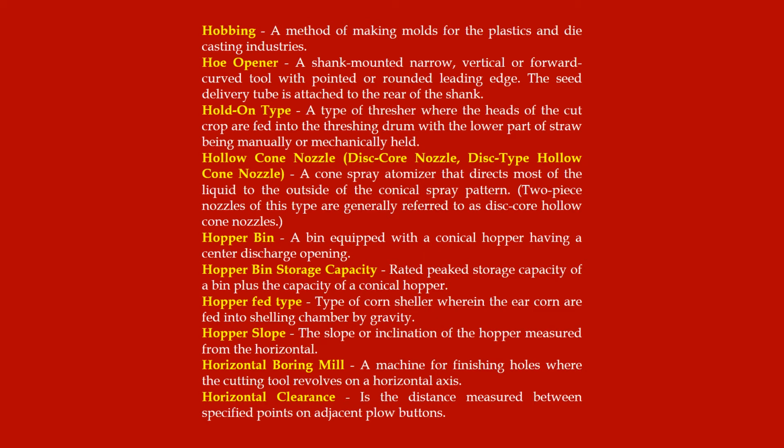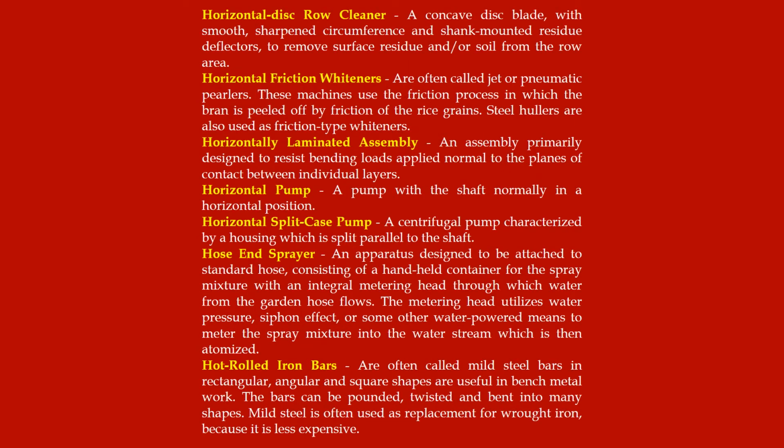Horizontal clearance is the distance measured between specified points on adjacent plow buttons. Horizontal disc row cleaner, a concave disc blade with smooth, sharpened circumference and shank-mounted residue deflectors to remove surface residue and or soil from the row area. Horizontal friction whiteners are often called jet or pneumatic peelers. These machines use the friction process in which the bran is peeled off by friction of the rice grains. Steel hullers are also used as friction-type whiteners.